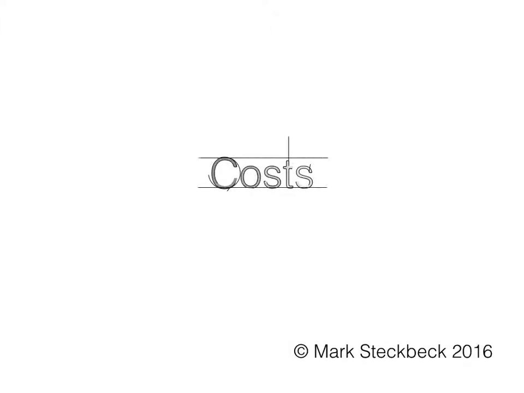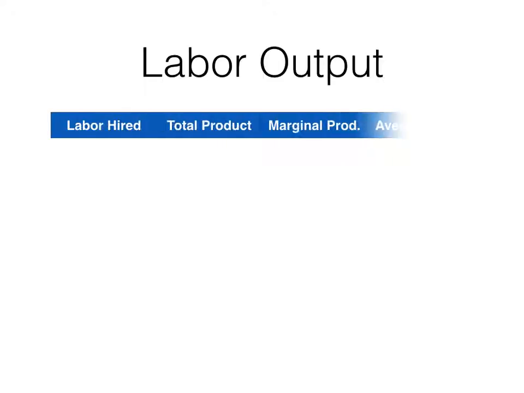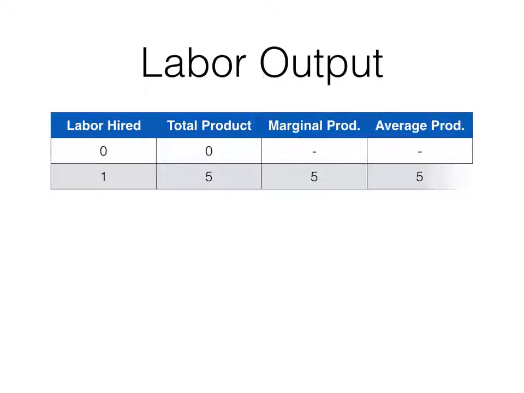Okay, this is the third in our three-part series on short run costs, and this time we're going to look at labor output and understand how labor productivity is the essential component of costs. So let's start off. If we hire 0 workers, of course we have nothing being produced. When we hire the first worker, output increases to 5.